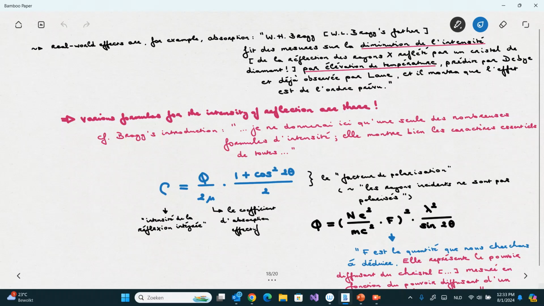One example that William Lawrence Bragg gives is that his father measured how intensity diminishes, and he did it with diamond crystals. It's expensive experiments at the time because you didn't have any artificial diamond. When you heat them, by raising the temperature, Debye predicted that, and Lowe observed that. So there's an impact of temperature on the intensity, and that doesn't capture it.